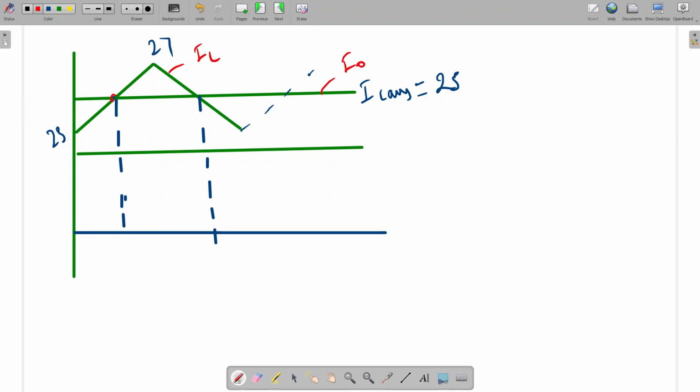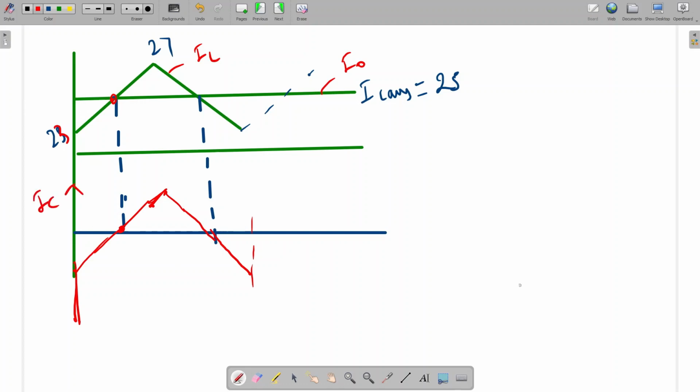Okay. So at this point it will cross this one. What will be the value here? This is 25 minus IL, 23 minus 25. So it will start from minus 2. Okay. Minus 2, it will go up to here. Here it will be 27 minus 25, so it will be 2. And here it will be 2, then minus 2. So this is the capacitor current for one cycle.